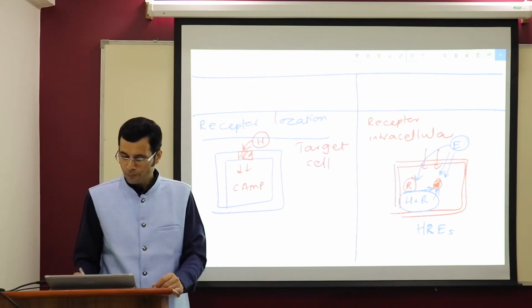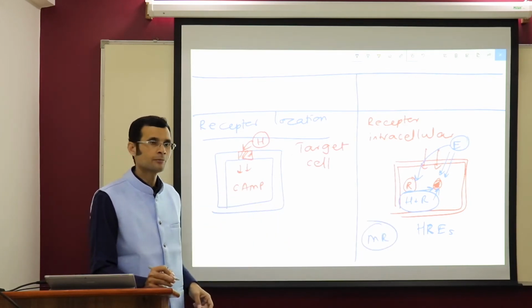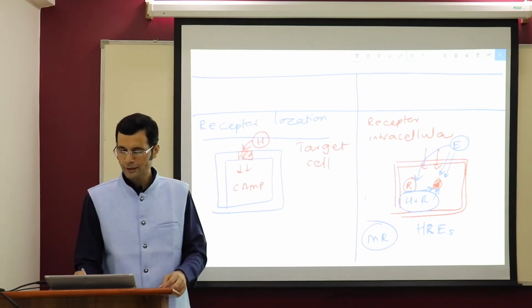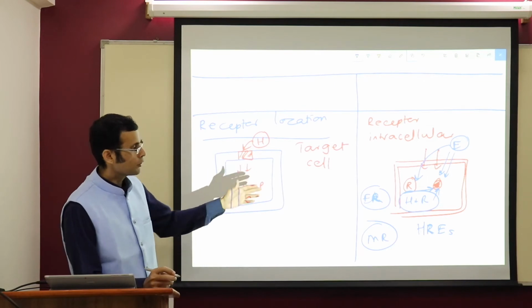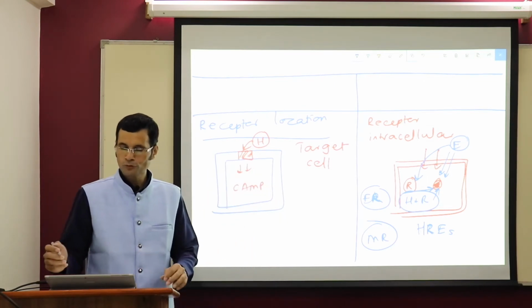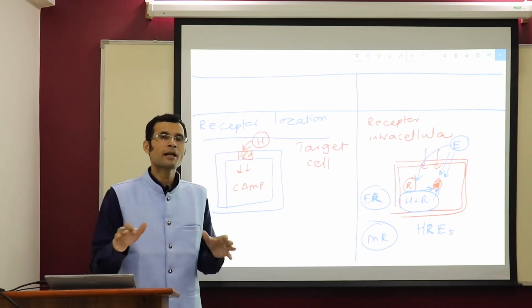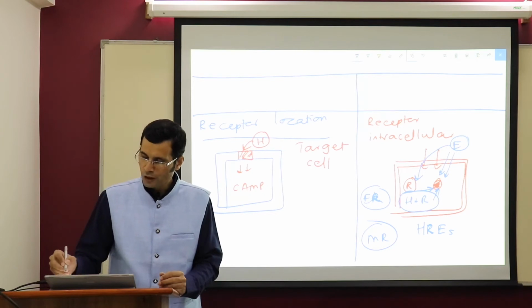Mineralocorticoids, aldosterone has the receptor called the mineralocorticoid receptor. Estrogen receptor inside the nucleus would be ER or MR. These are the intranuclear receptors for those steroid hormones. So that is a comparative analysis of the peptide versus steroid hormones.